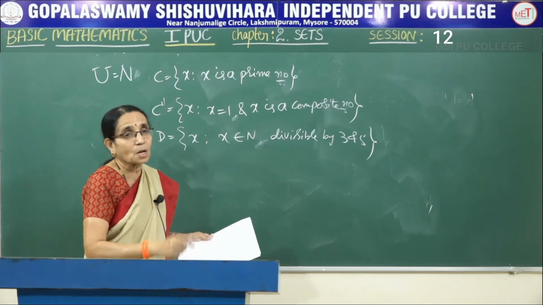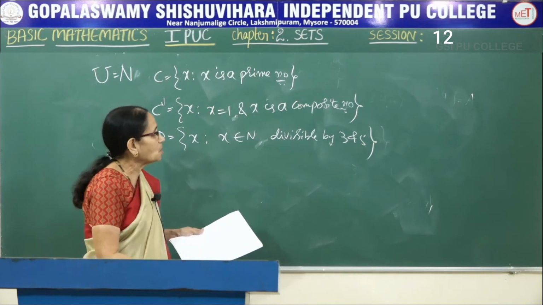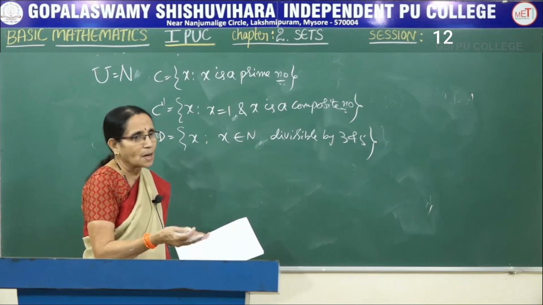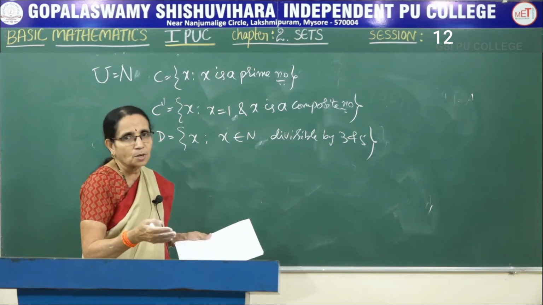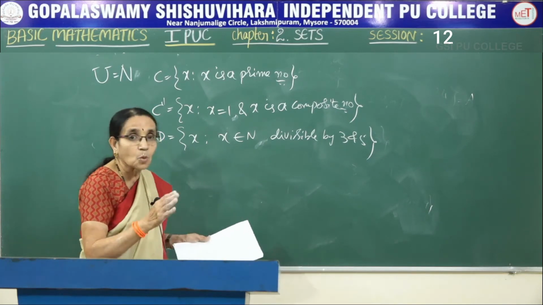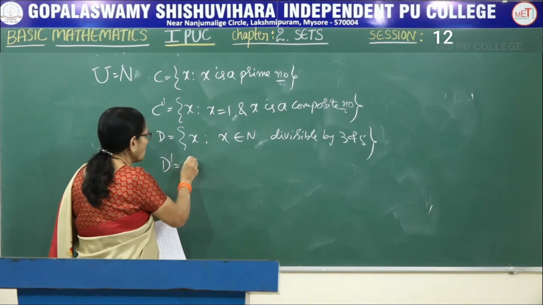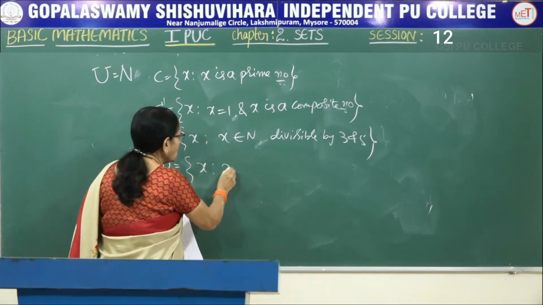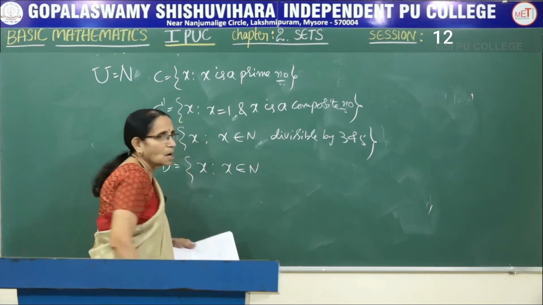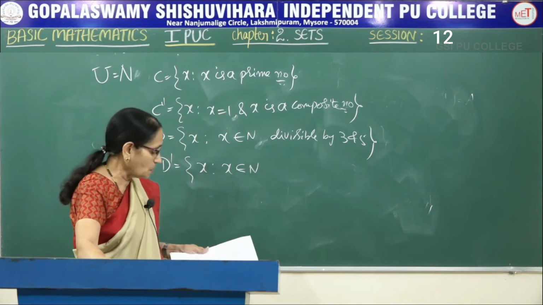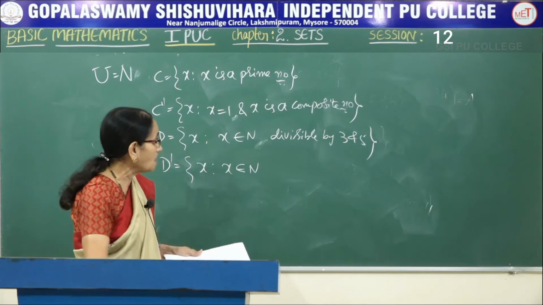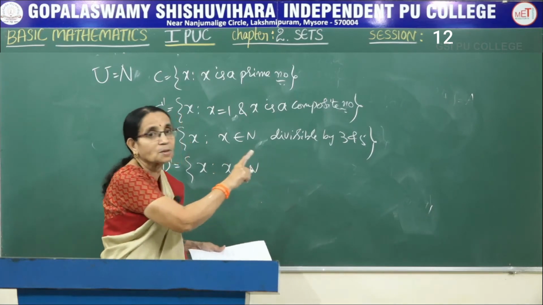It has to be divided by both the numbers. So it can be 15, 30, like that, because 15, 30, 45, those numbers are divisible by both 3 as well as 5. So what can be the complement of that one? It contains all x such that x belongs to N, that is a natural number, we have to write x belongs to N. x is divisible by 3 and 5.